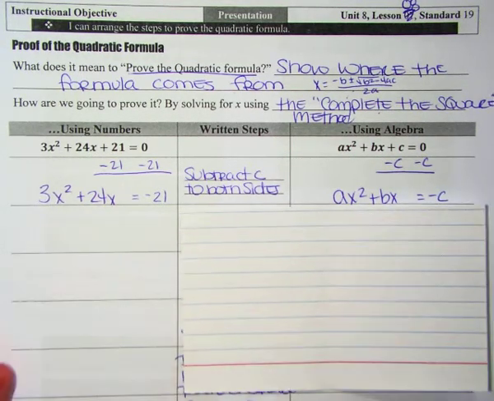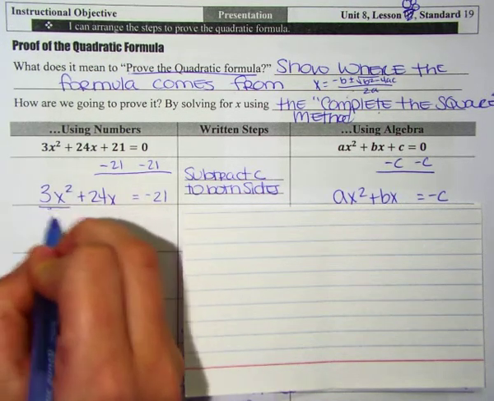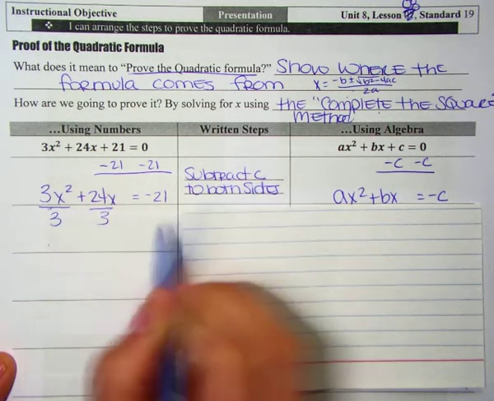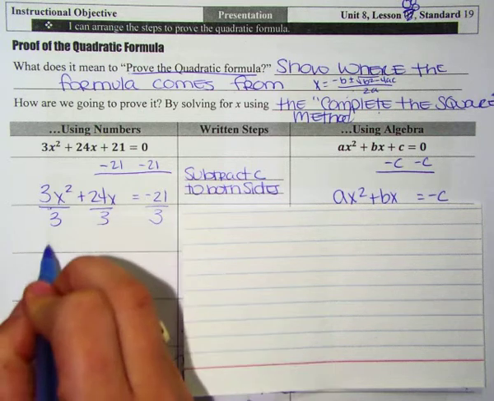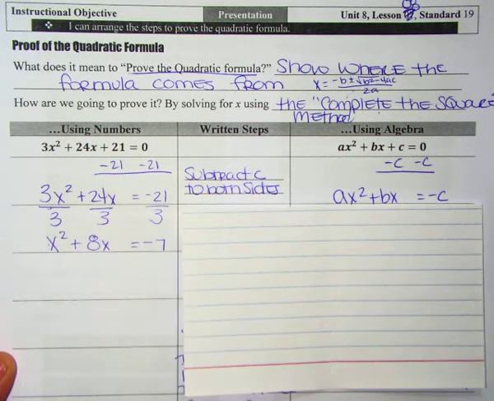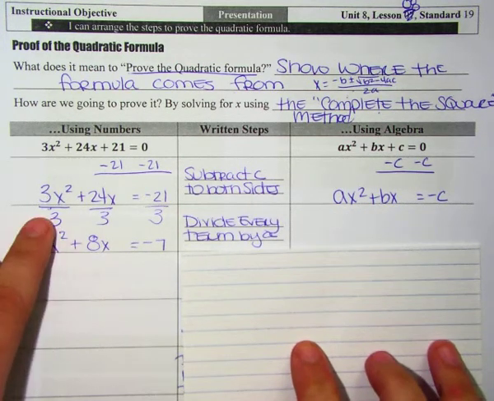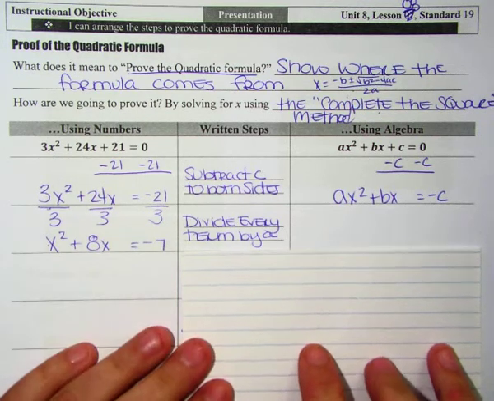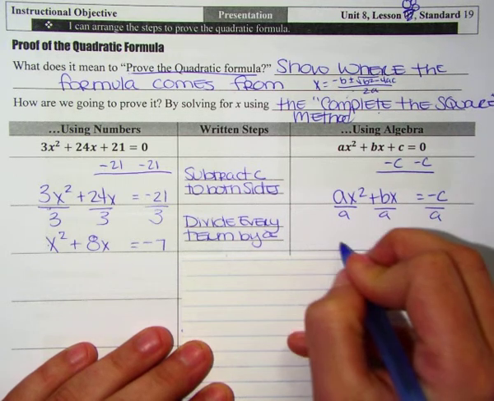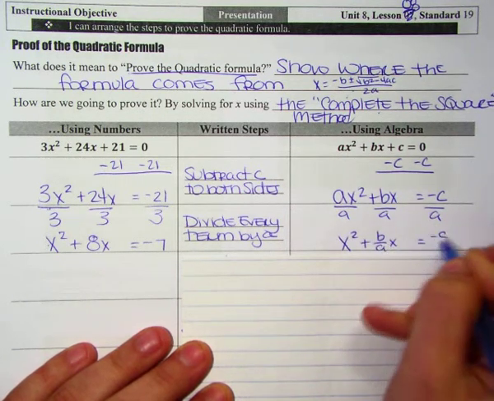This is the same step. Next, what we would do here is we would divide every term by 3 so that the coefficient of x squared is 1. So divide everything by 3. We're left with x squared plus 8x equals a negative 7. So again, we divide every term by a, leaving us with x squared plus b over a x equals negative c over a.